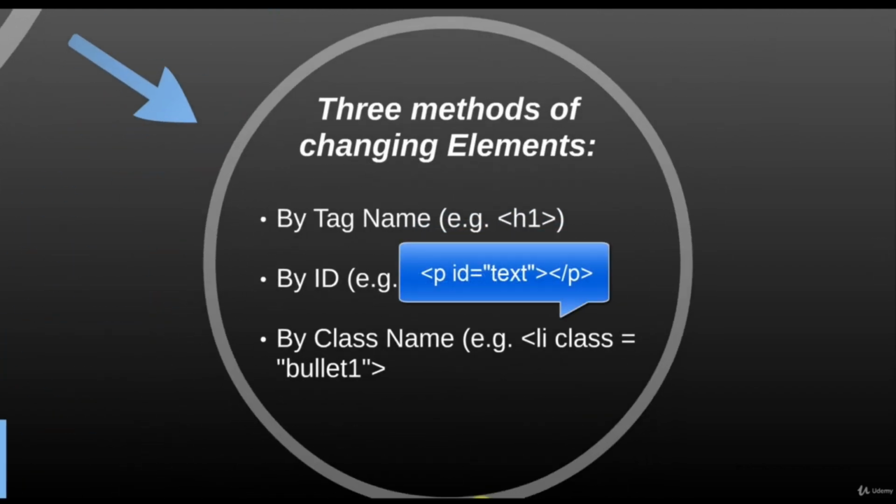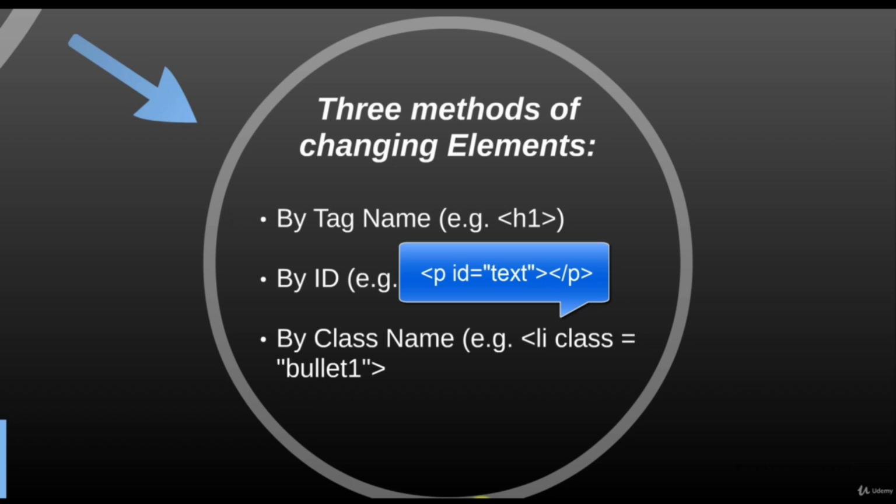We can specify which elements to update or change on an event using three methods. First, we can use the tag name. Say for example we wanted to change all the text contained within h1 tags to red. In this case, we would specify the h1 tags in our JavaScript.